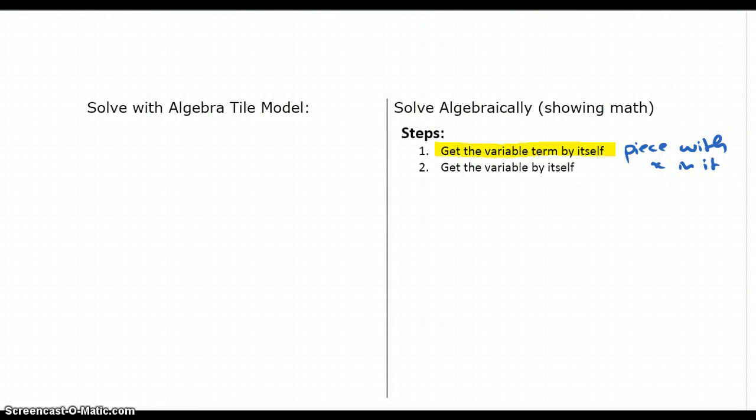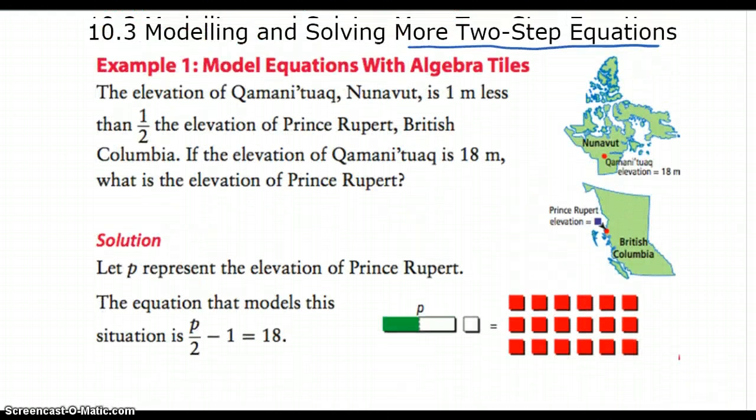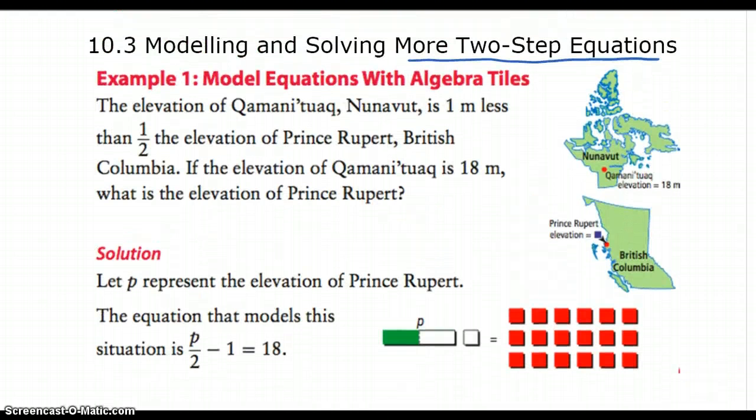And then the second step is to get the variable by itself. So if we're using x, this is just x, right? To get x all by itself. So that's going to be our process today. Nothing's changed there. We've just got some different situations we're going to look at.